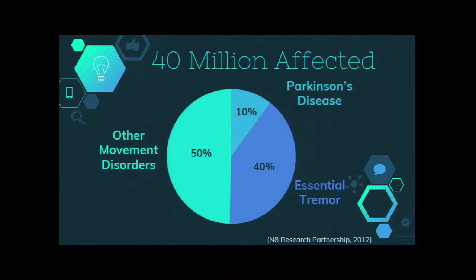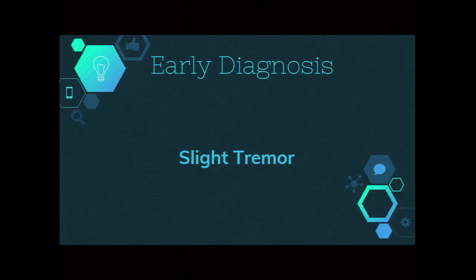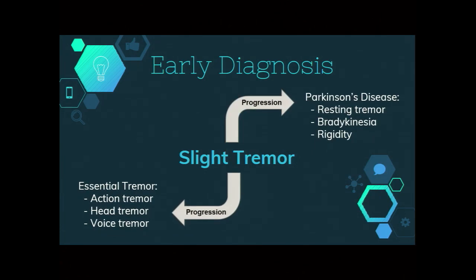Unfortunately, Matt's story is not a rare occurrence. 40 million people are affected by movement disorders in the United States, mainly that of Parkinson's disease and essential tremor, two progressive neurological disorders. They both begin as a slight tremor, however, they progress into completely different diseases. Parkinson's disease progresses into resting tremor, bradykinesia, and rigidity, leading to balance issues. However, essential tremor progresses into action tremor, head tremor, and voice tremor.